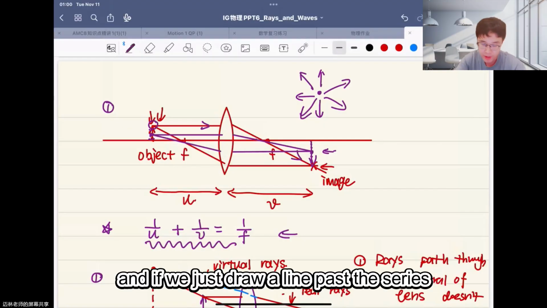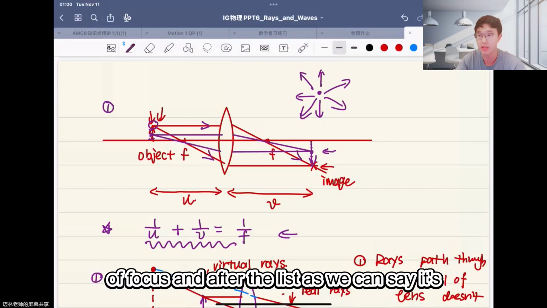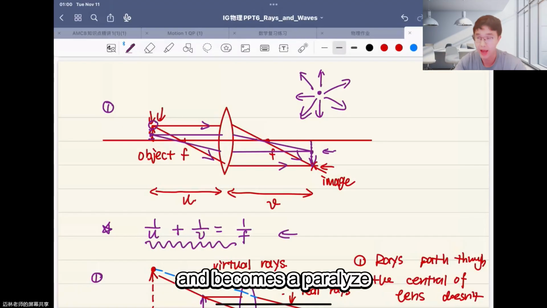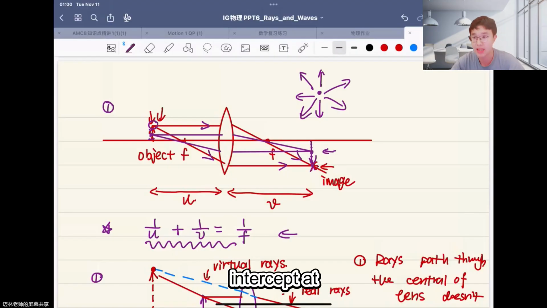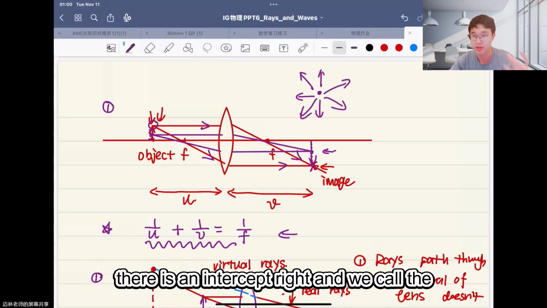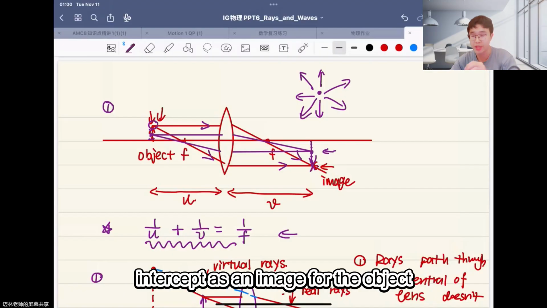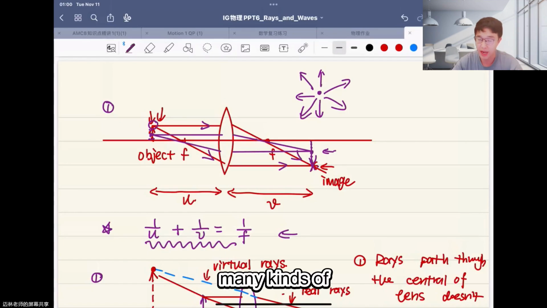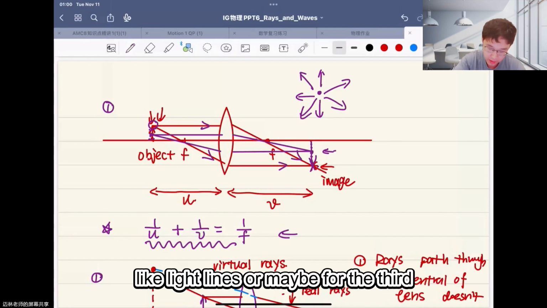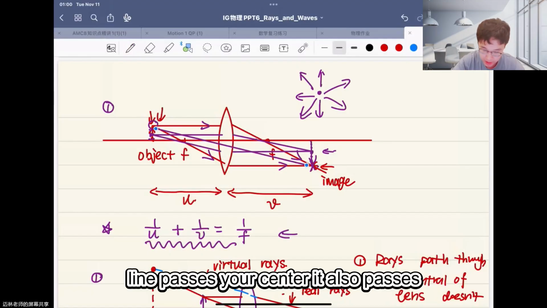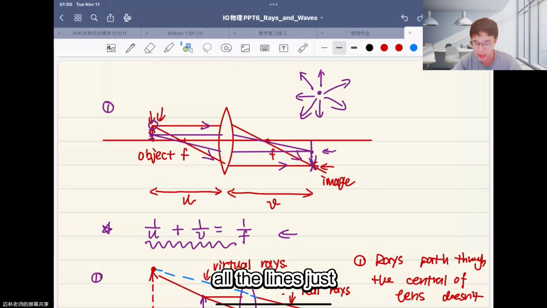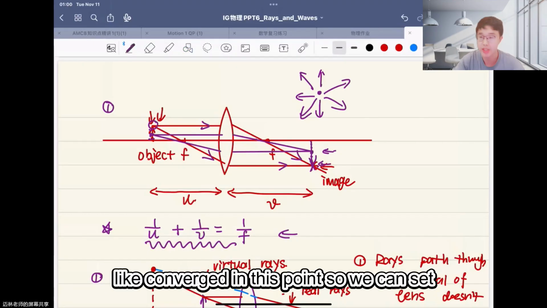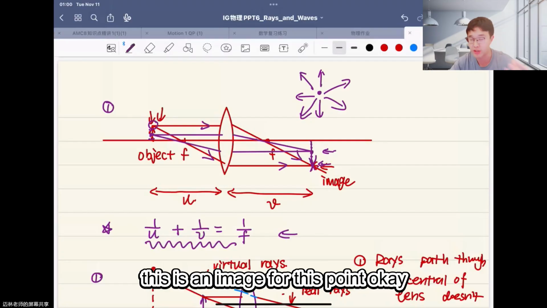Okay. And if we draw a line passing through the focus, after the lens it is refracted and becomes parallel, okay. So we can say that two rays intercept at the same point, and we call the intercept an image of the object. When you draw the third line passing through the center, it also passes through this point, okay. So all the lines converge at this point, and this is an image for this point, okay.